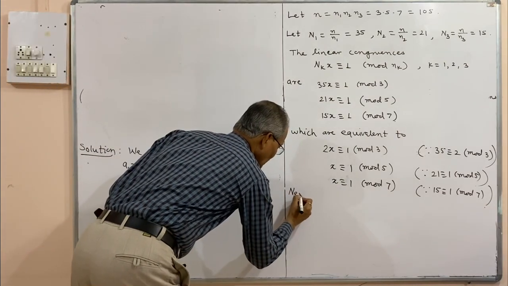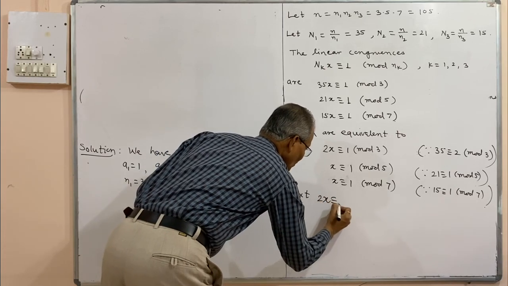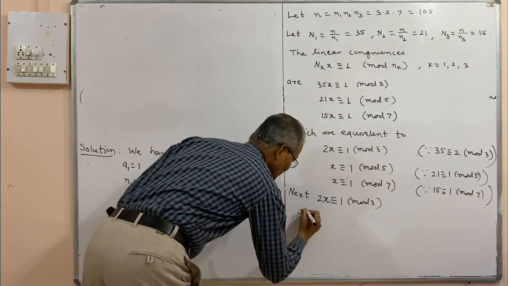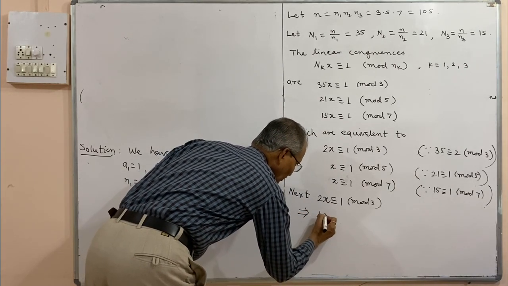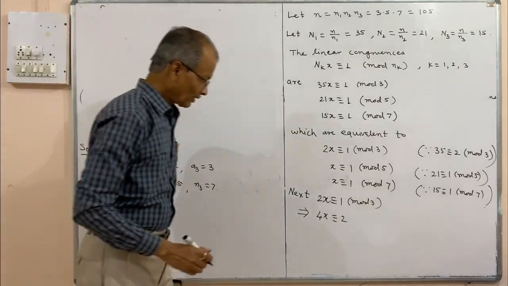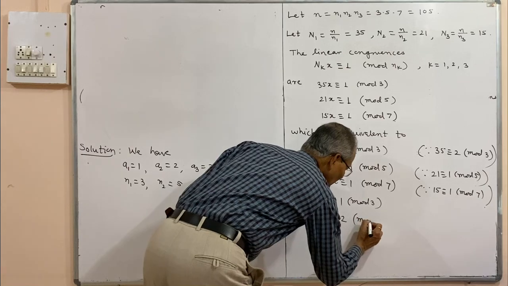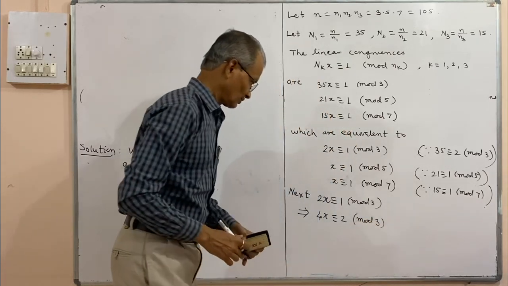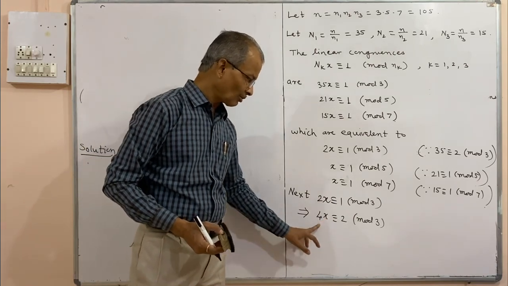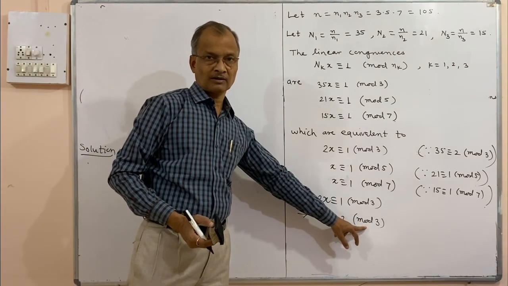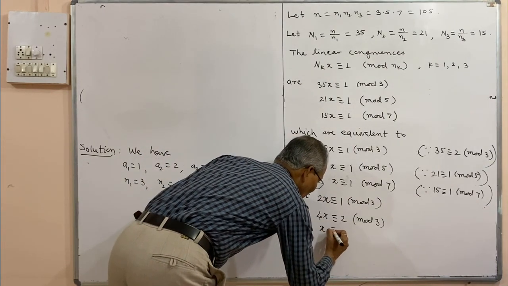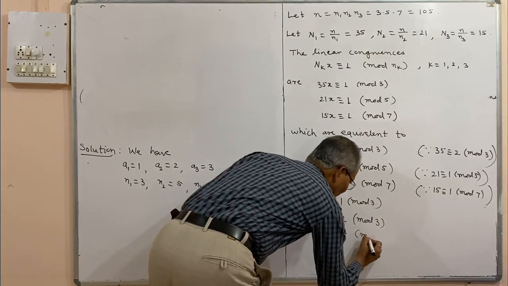Next, say 2x congruent to 1 mod 3. This implies multiply by 2. So 4x congruent to 2. Multiply both sides by 2. So we get 4x congruent to 2 modulo 3. Modulo remains the same, no changing it. Why have we written like this? Because 4 is now congruent to 1 under modulo 3. And therefore this gives x congruent to 2 modulo 3.